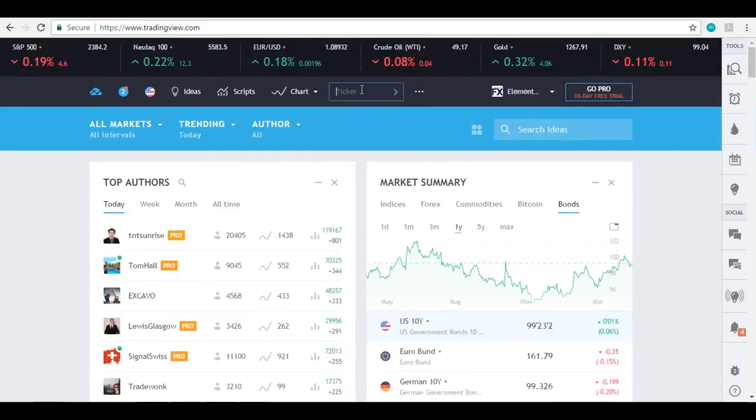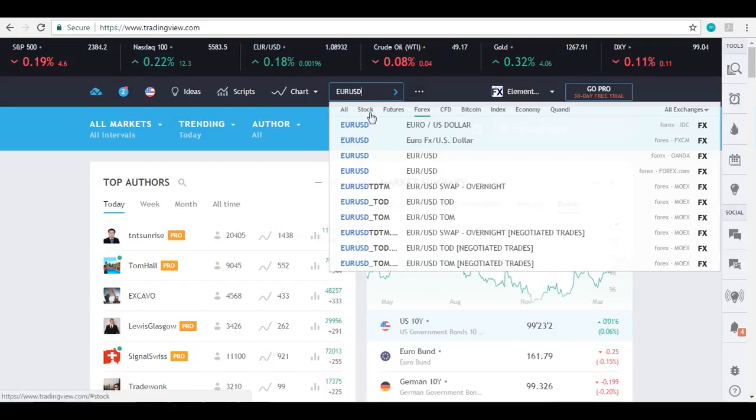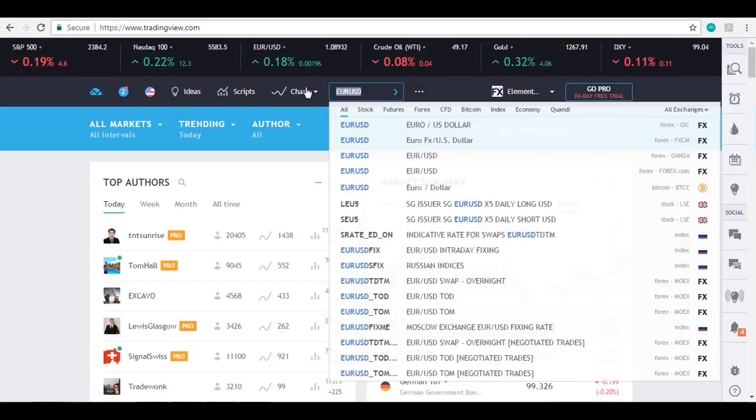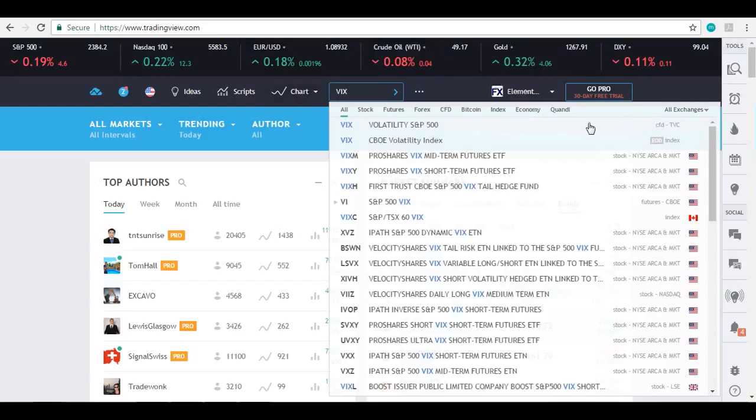So now let's move on to a chart. To enter a chart, you can just click on the ticker on top, and for today we'll go through the EUR/USD. TradingView offers charts for almost everything. You can search for Apple stock right here, even Bank of America, and even the VIX, which is a CFD.